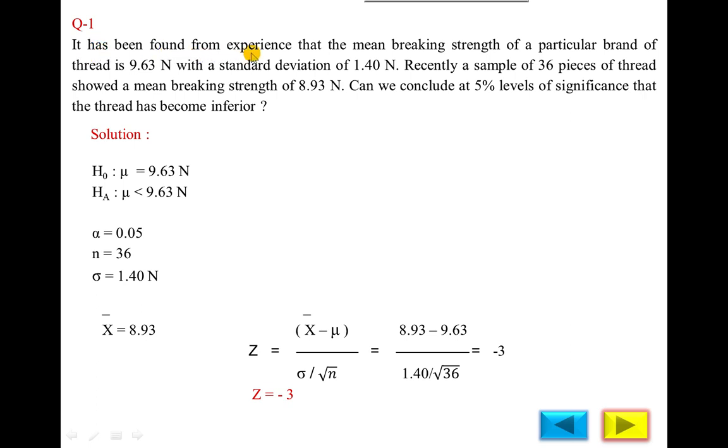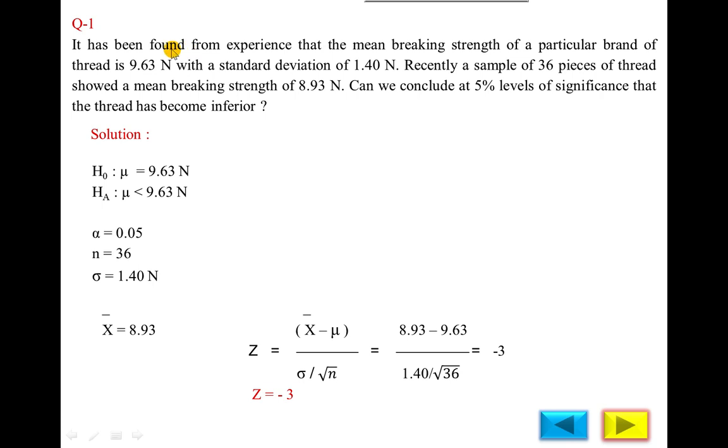It has been found from experience that the mean breaking strength of a particular brand of thread is 9.63 Newton with a standard deviation of 1.40 Newton. Recently, a sample of 36 pieces of thread showed a mean breaking strength of 8.93 Newton. Can we conclude at 5% level of significance that the thread has become inferior? You know that surety indicates the null hypothesis and the question indicates the alternate hypothesis. I have sent the detail in the second last video.